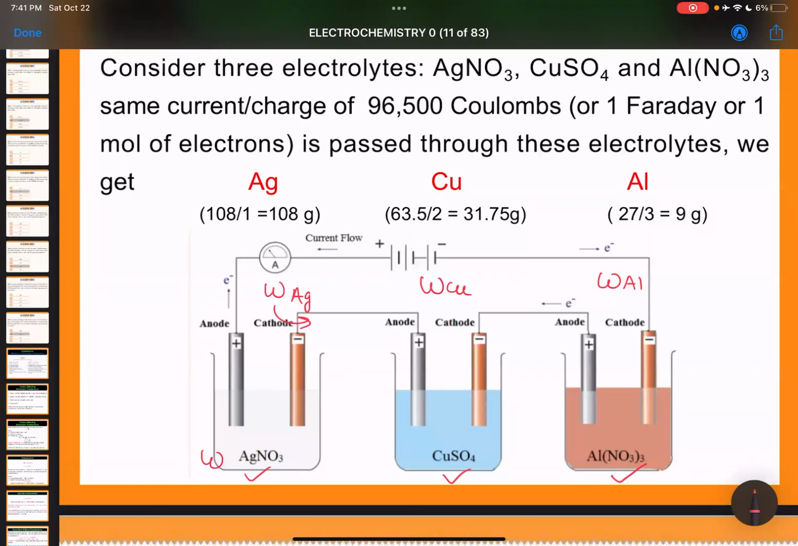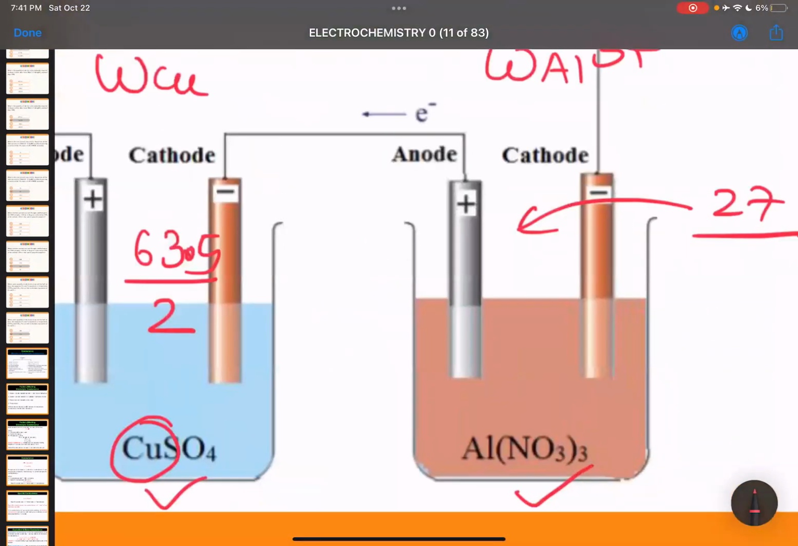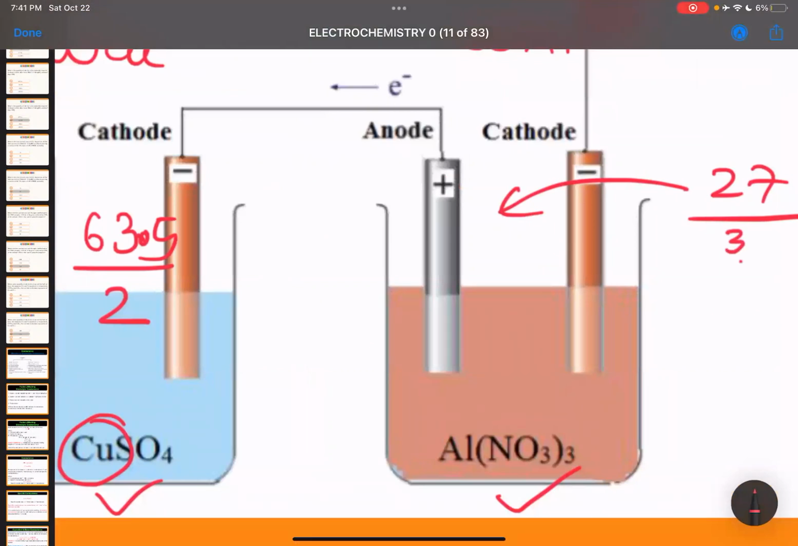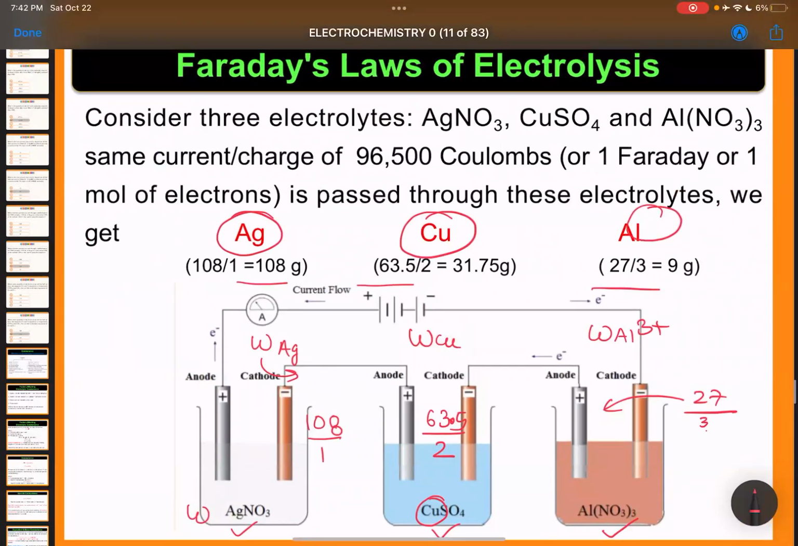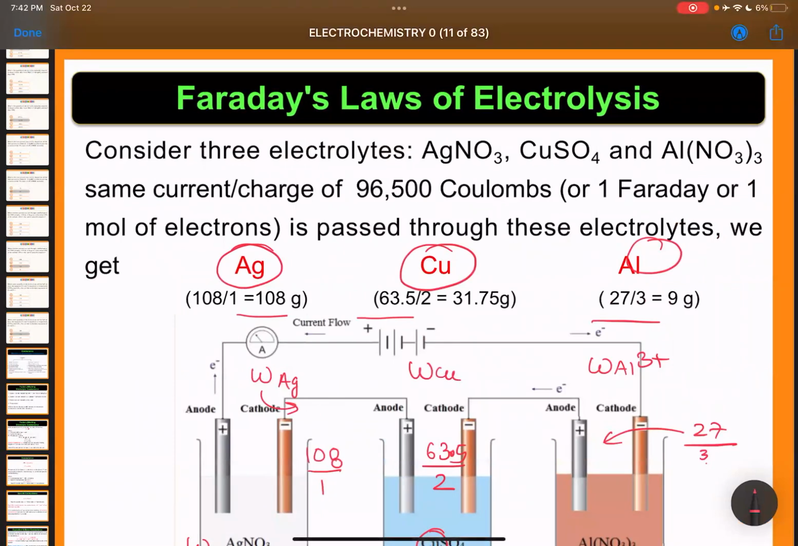Molecular mass by N. So the amount of substance deposited in the first cell is directly proportional to 108 by 1. In the second cell, it is proportional to the equivalent weight of copper, 63.5 by 2 because copper is plus 2. The equivalent weight of aluminum is molar mass by N factor, Al3 plus, so 27 by 3. So mass of the substance deposited in each cell is directly proportional to its equivalent mass. This is the second law. I hope you understood it.